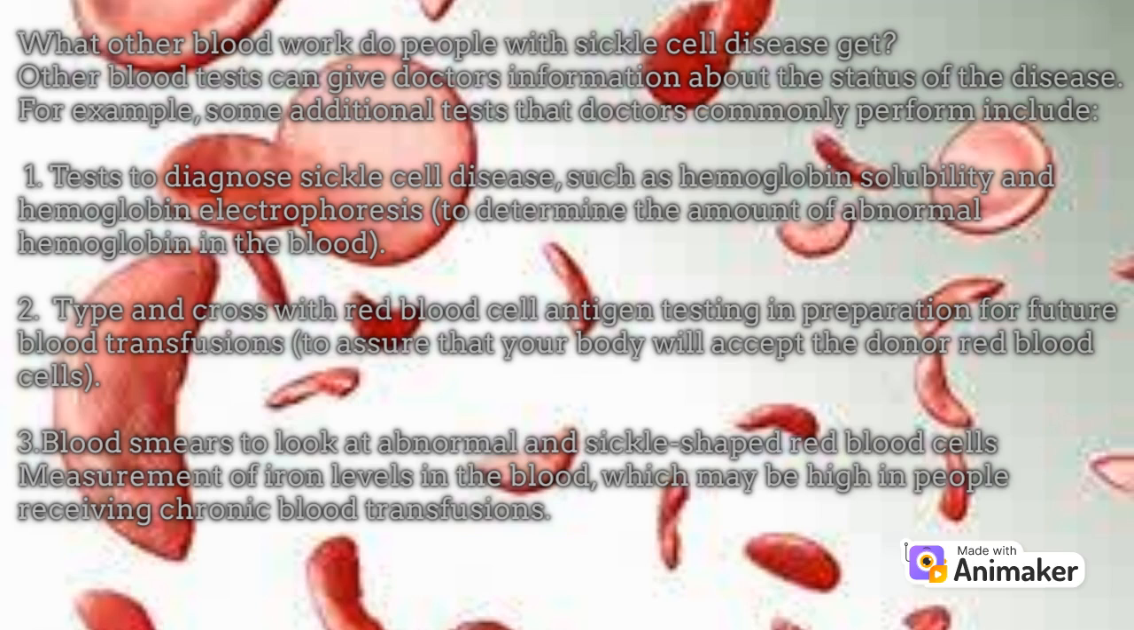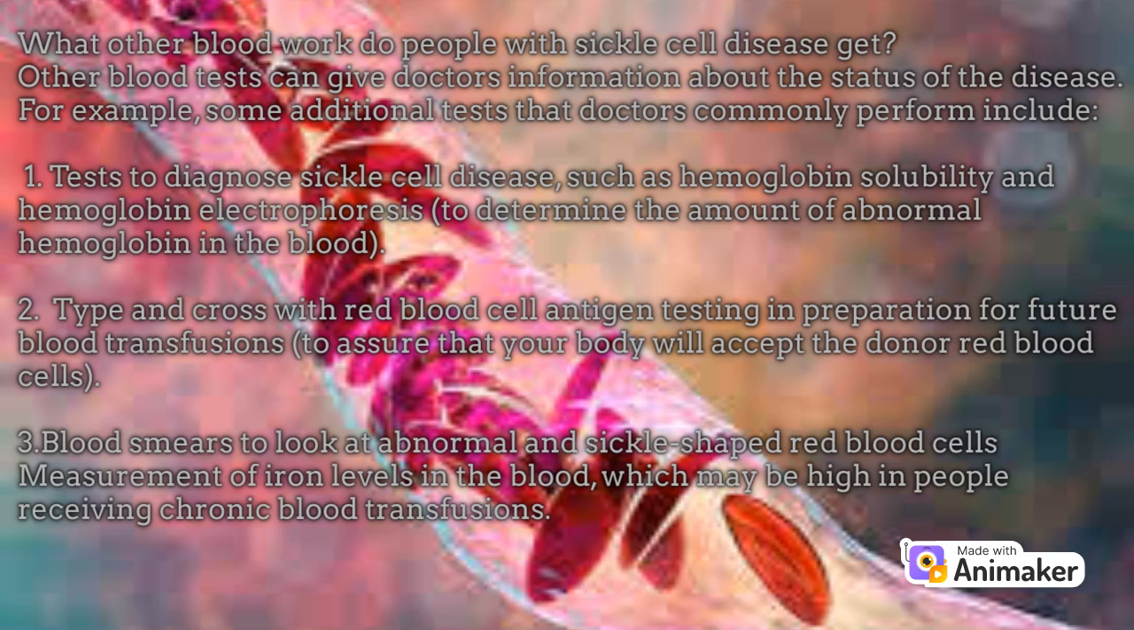3. Blood smears to look at abnormal and sickle-shaped red blood cells. 4. Measurement of iron levels in the blood, which may be high in people receiving chronic blood transfusions.